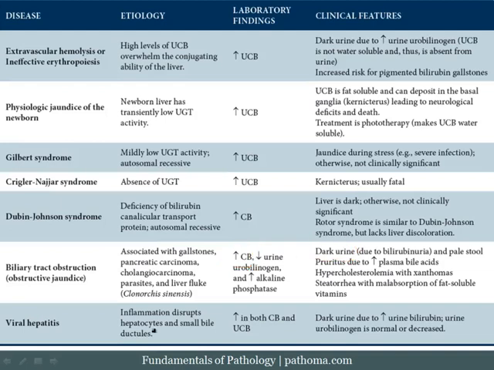The final cause of jaundice that I've listed here in the table is viral hepatitis. Viral hepatitis causes inflammation and disruption of the hepatocytes along with the small bile ductules. So therefore, what will happen is that you're going to get an increase in both the conjugated and the unconjugated bilirubin. Of course, the unconjugated because you're damaging the hepatocytes, and the conjugated because you're damaging the small bile ductules. And now in this particular case, the urine will be dark.